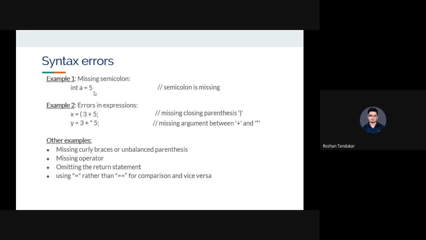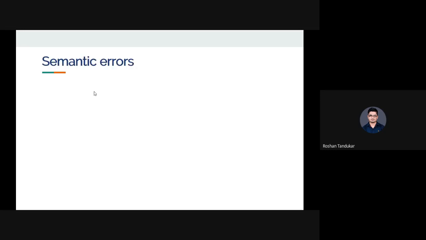For example, in a comparison case, you have to use the double equal to. But instead of that, if you have used a single equal to, that is also a syntax error. Most of the time, you are going to get a syntax error, which will be easily identified during the compile time. While compiling the program, it will give certain errors, and you can easily solve those errors.